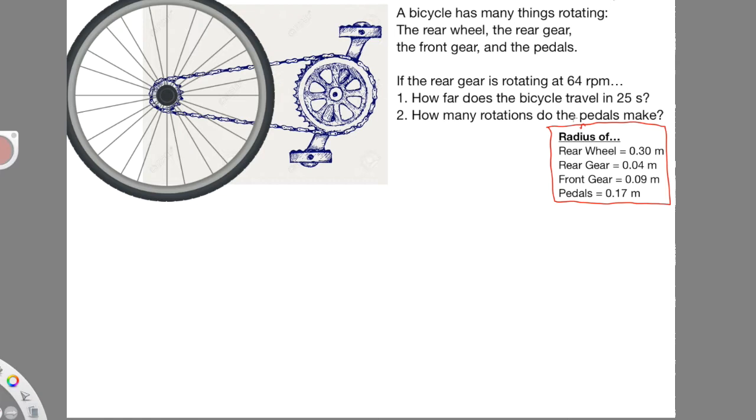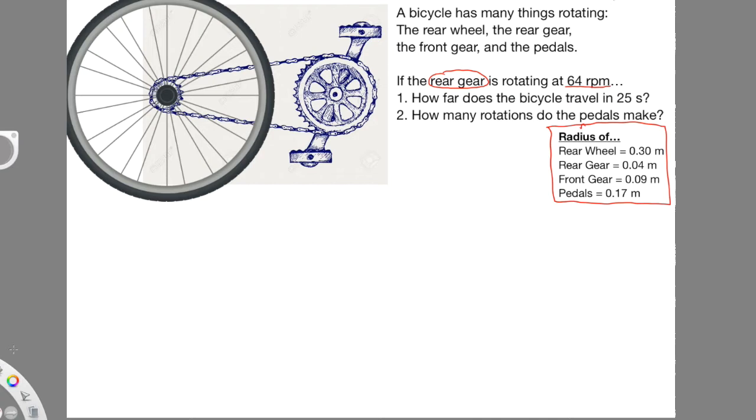So we're going to start by me telling us something about the rear gear. The rear gear is rotating at 64 revolutions per minute, and we want to answer a couple questions here. How far does the bicycle travel in 25 seconds? And how many rotations do the pedals make?